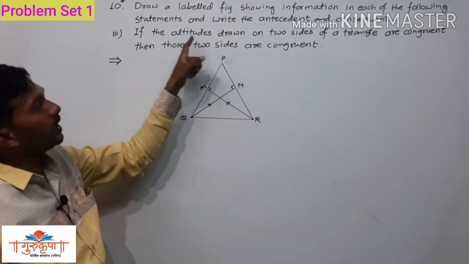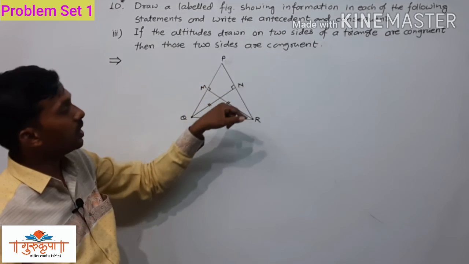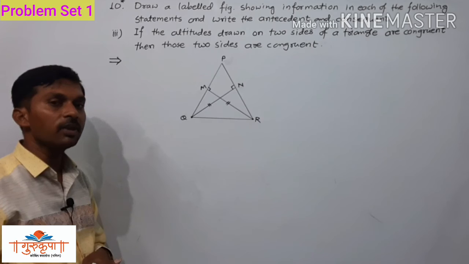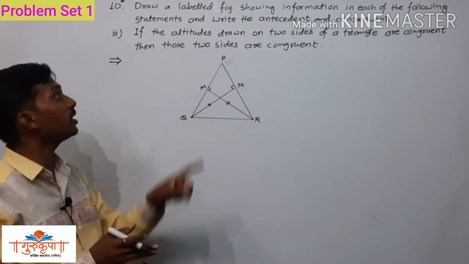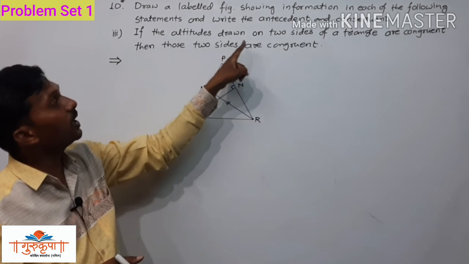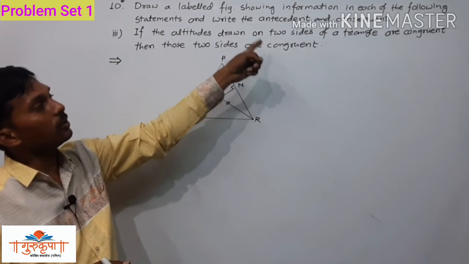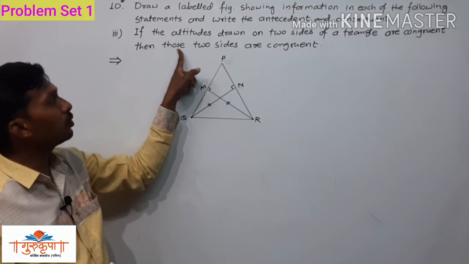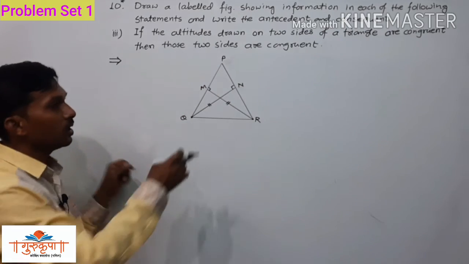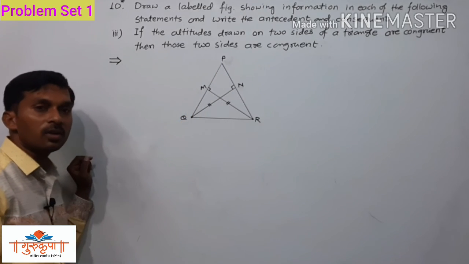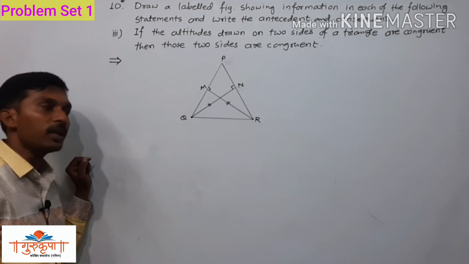It is given that altitudes drawn on the two sides of the triangle are congruent, that is QN is equal to RM. That is given information. The statement followed by then is what we have to prove: those two sides are congruent. We have to prove that side PQ and side PR are congruent with each other.